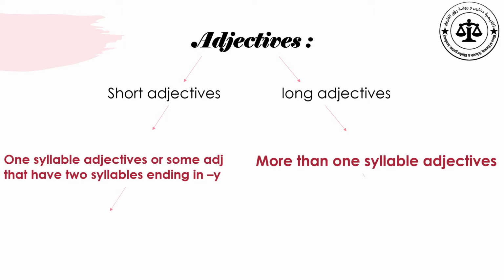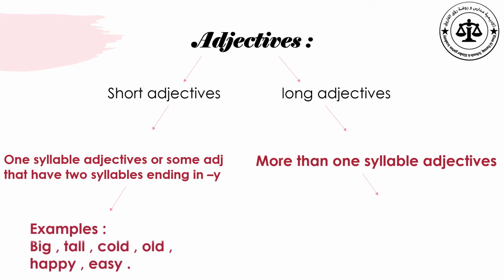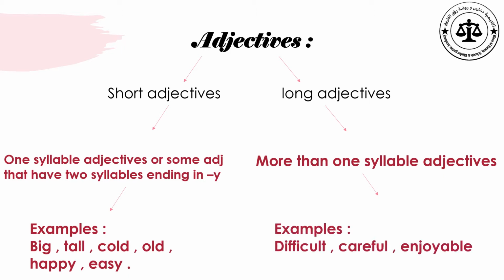Examples of short adjectives are big, tall, cold, old. All these adjectives are short because they have one syllable. But happy and easy have two syllables and end in y. Examples of long adjectives are difficult, careful, enjoyable. So these are long adjectives that have more than one or two syllables.